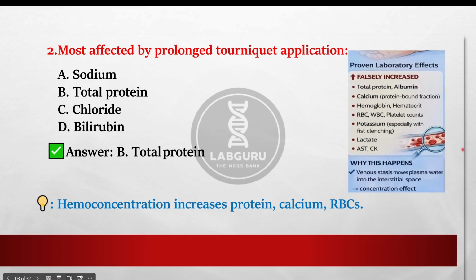You can see here some proven laboratory effects like a falsely increased total protein, albumin, calcium, hemoglobin. These tests are affected by prolonged tourniquet application. Why does this happen? This happens because venous stasis moves plasma water into the interstitial space. Once you tie the tourniquet for a long time, some concentration happens. This concentration effect results in increased protein, calcium, and RBC results.